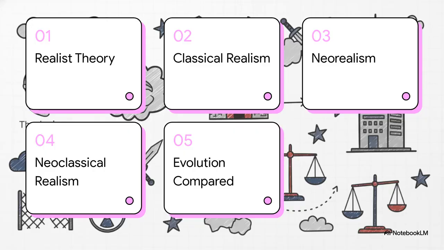Here's our roadmap for the explainer today. We'll start with a quick intro to realist political theory, then look at classical realism and the human ego. From there, we'll shift to neorealism and the systemic box, followed by neoclassical realism and complex actors. And finally, we'll wrap up by comparing this whole evolution side by side.